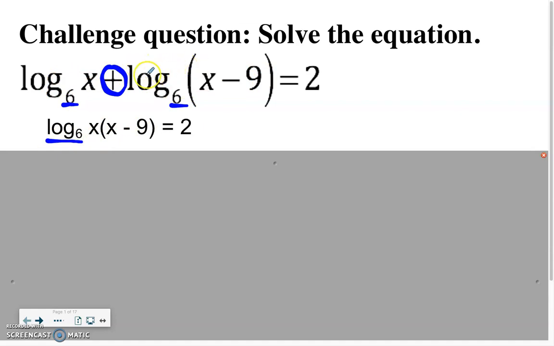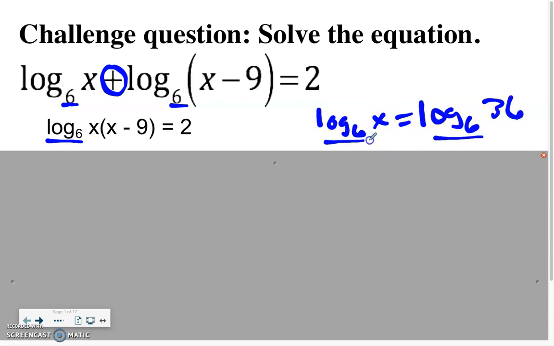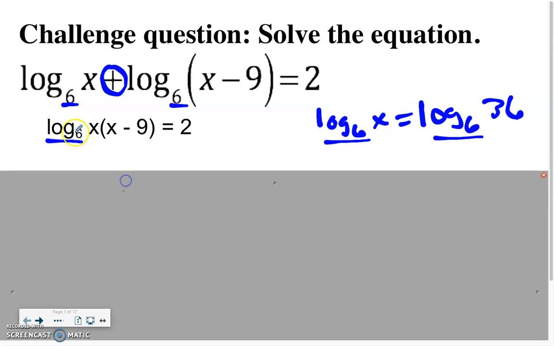Our goal is always to get from expanded logs down to a condensed form of logs. And at this point, we're hoping that we have logs on both sides so we can just drop them. Like if I had log base 6 of x is equal to log base 6 of 36, then we can just say x has to equal 36 because the bases are the same. But here, since we only have one log equal to a value, we have to switch from logarithmic to exponential. So we have 6 to the second power is equal to our solution. Here you are changing from logarithmic form and converting into exponential form.